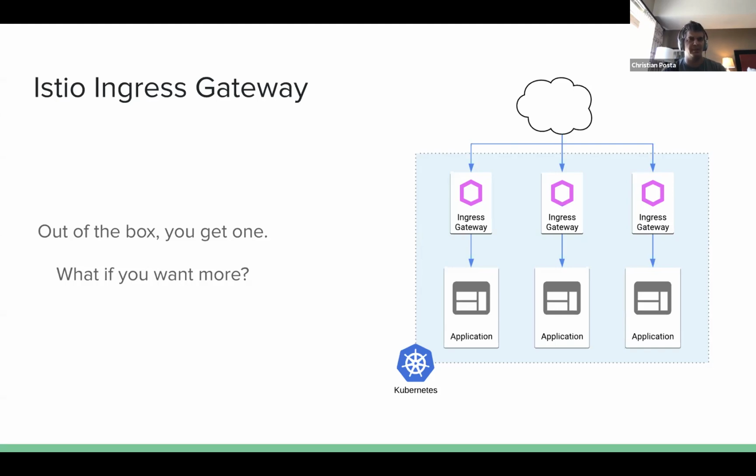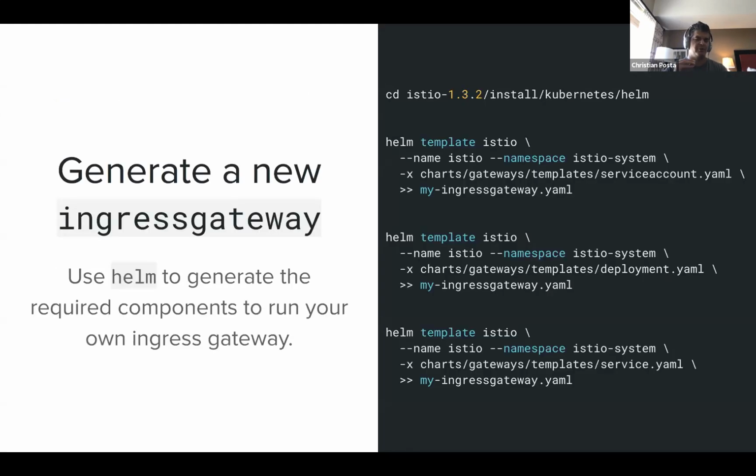So like I said, there's one that comes out of the box, but you can use the Helm resource generation templates to create additional gateways. You'll have to kind of edit out some of the details and change them to align with the particular gateway names and labels and parameters that you want to give to it.